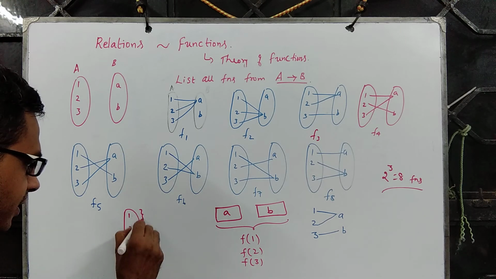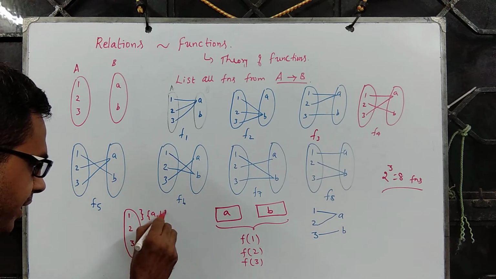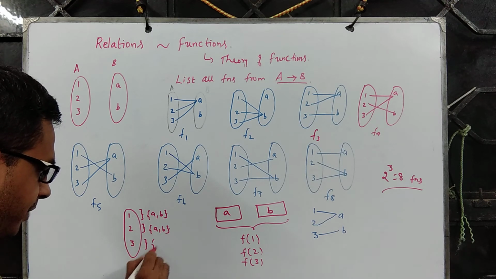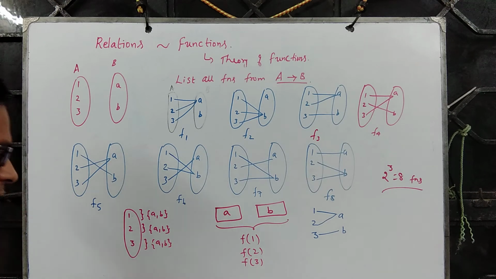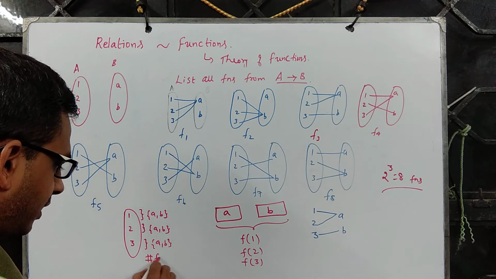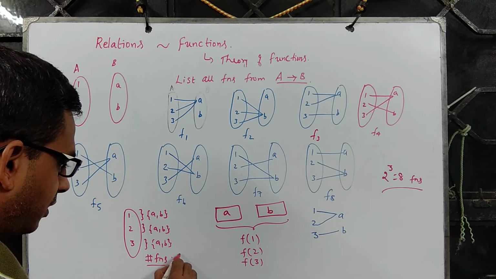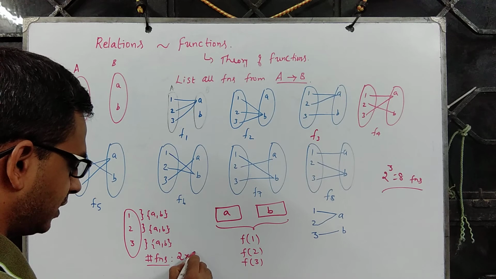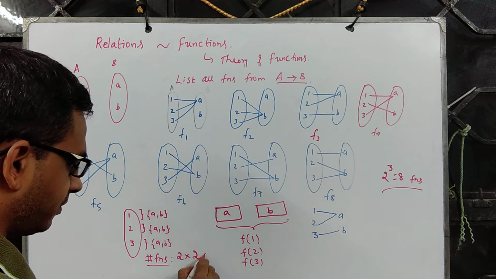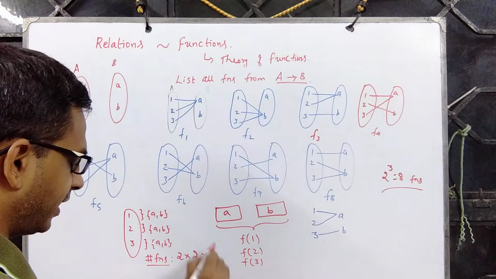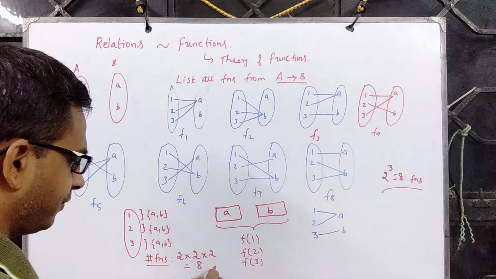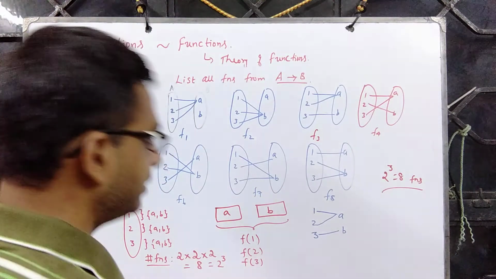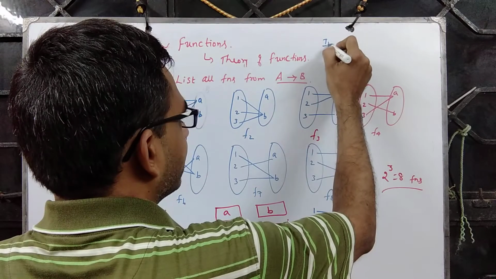possibilities are this can be mapped to A or B, this can be mapped to A or B, this can be mapped to A or B, which means how many different functions are possible. First one can be mapped to two of them, that will give you two different functions. Second one can be mapped to two of them, that will give you another two functions. So like that you get 8 functions or 2 cube.